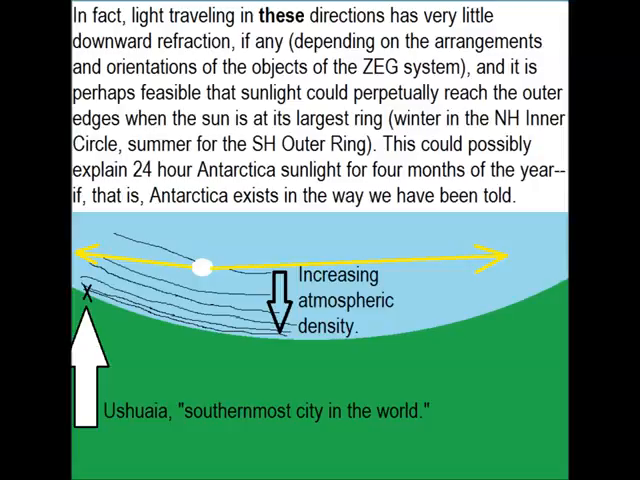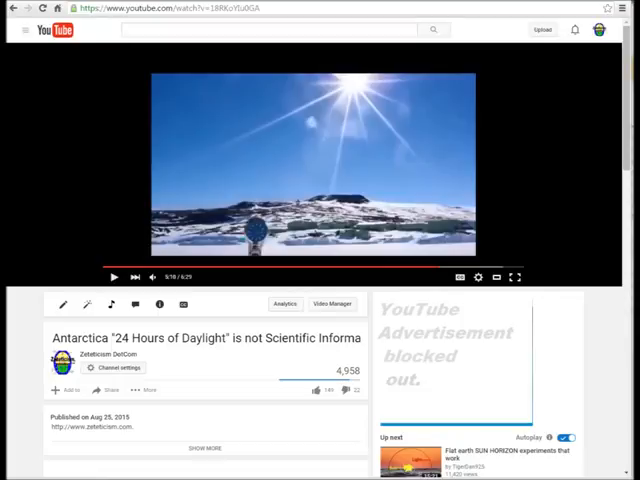In other words, when it's winter in the northern hemisphere or the NH inner circle and summer in the SH outer ring. This could explain how Antarctica could have 24 hours of sunlight for multiple months during the year, if in fact Antarctica and its 24-hour sunlight is in reality as we have been told it is. Astonishingly few people of Earth have verified the existence of Antarctica, and its existence does not comprise a comfortable level of scientific information, and therefore using it to make any conclusions in this documentary would be careless. So we'll leave the theorization of Antarctica sunlight as it is.